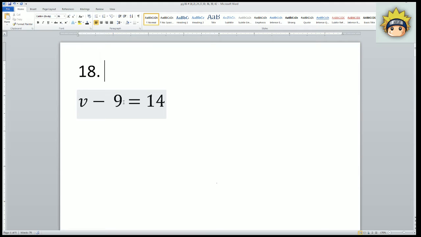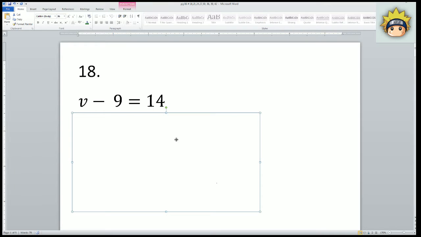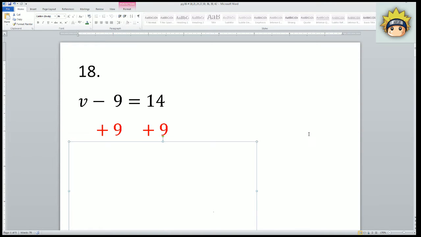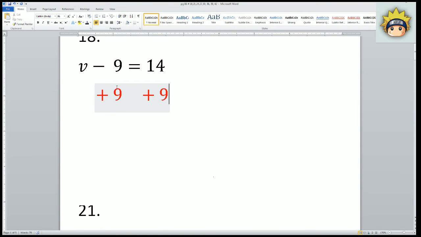Inverse operator, okay? Right here, we have v minus 9 equals 14. This is a minus 9. The inverse operator of minus 9 is add 9. Okay? So I have to add 9 to both sides. Add 9 and add 9.